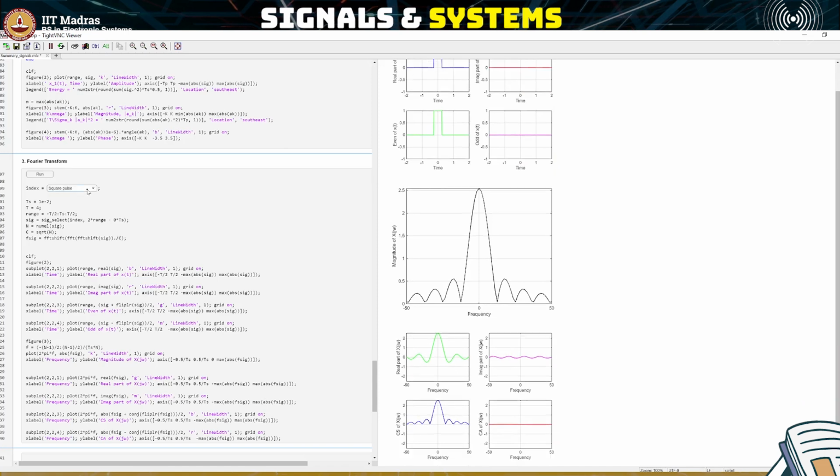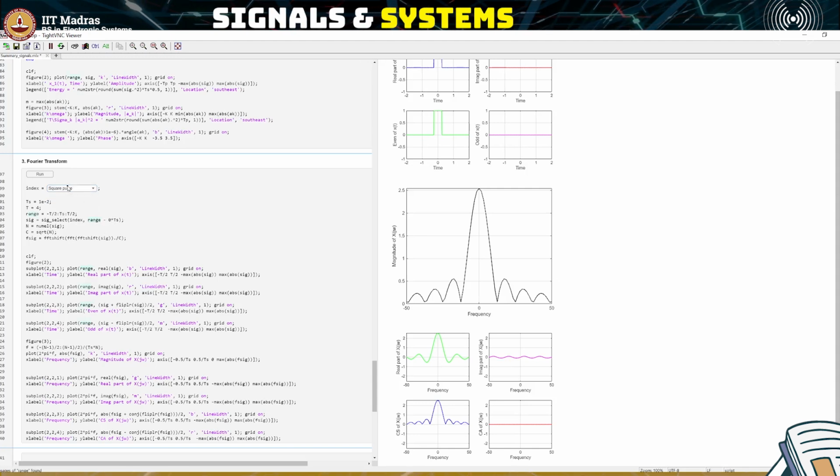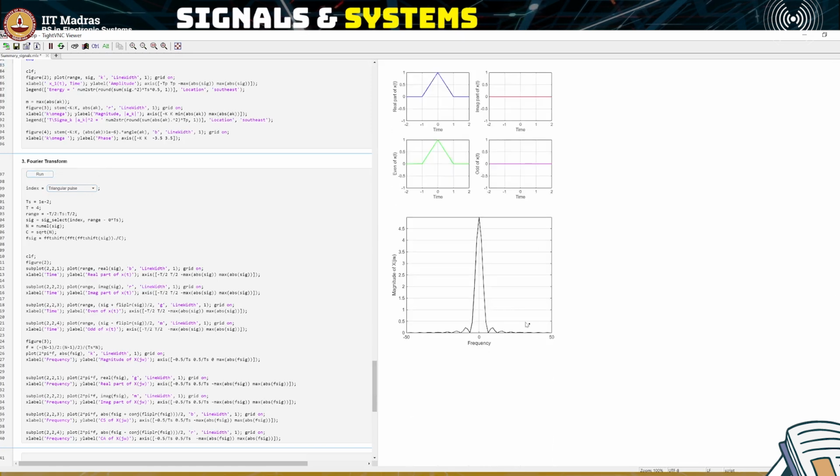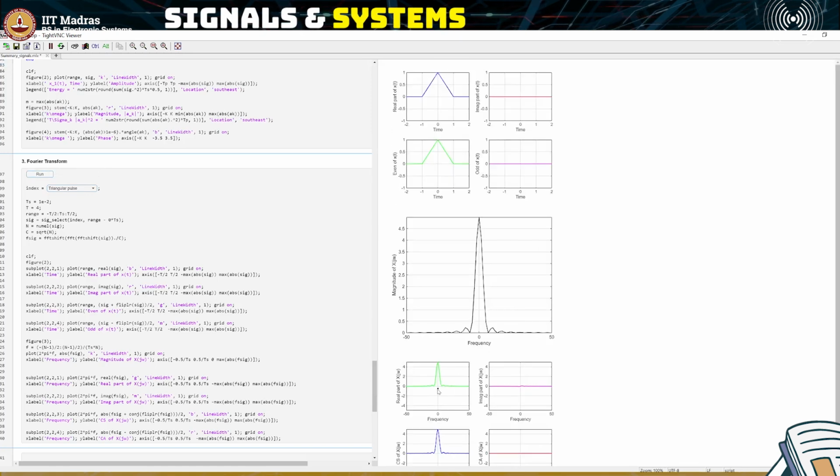Now let's try and see what happens if we generate a triangular pulse. We know that the rectangular pulse is supposed to give a sinc function. What is the Fourier transform of a triangular pulse? It is sinc squared, and that is exactly what we are seeing here. So the real part itself is showing a sinc squared. It is squaring the sinc pulse, and we saw why this is sinc squared.